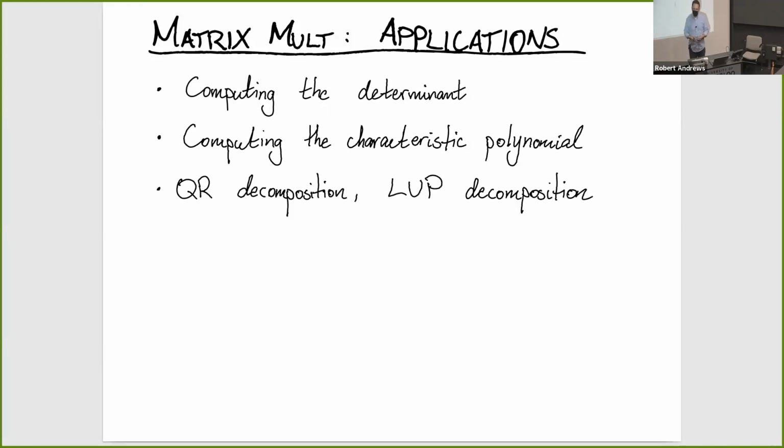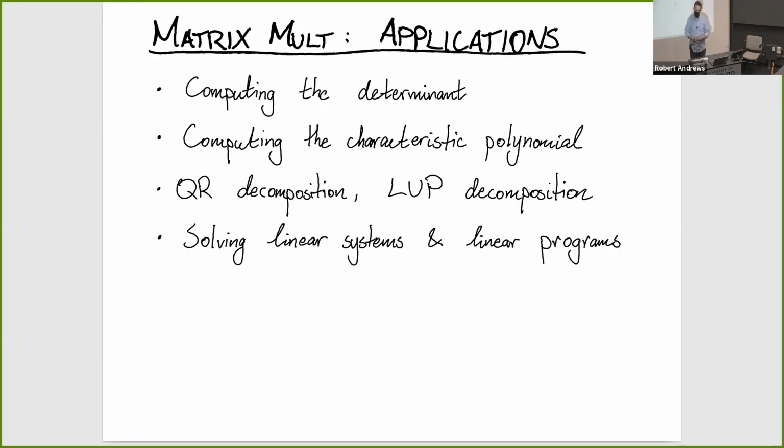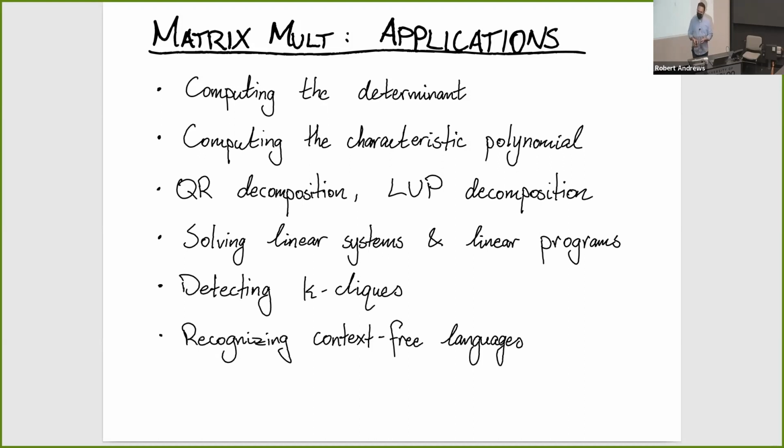You could factor that matrix. You could solve a linear system. Basically, if you want to do fast linear algebra, it's enough to just get fast matrix multiplication. But you can also use matrix multiplication for problems that don't look like linear algebra, at least on their face. For example, if you want to detect k-cliques in a graph, or if you want to recognize strings from a context-free language, you can do this quickly using matrix multiplication.